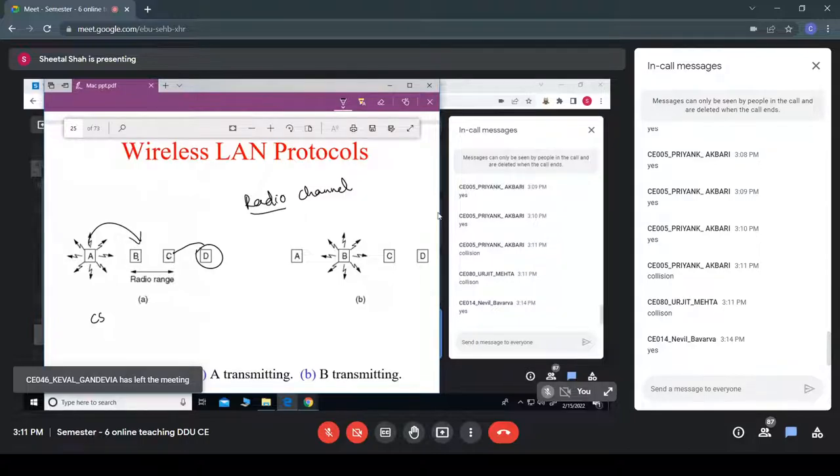A is transmitting to B, and D is also transmitting to B. Assume that this is also in the range of B. But since D cannot hear A, what happens? There would be a collision because both of them are transmitting to this station B. Are you getting my point?